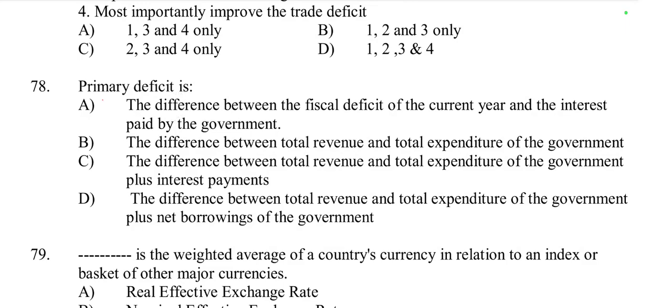Then question number 78, primary deficit is fiscal deficit minus interest payment. So primary deficit is the difference between the fiscal deficit of the current year and the interest paid by the government. Primary deficit is equal to fiscal deficit minus interest payment.